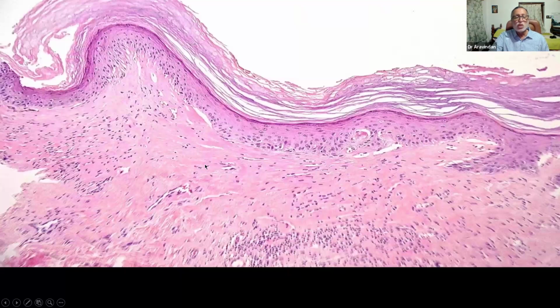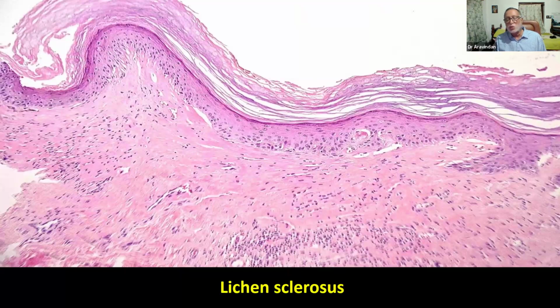Another fibrosing lesion where you get a very thick keratin layer, sometimes even thicker than the epidermis, and the superficial area particularly is very sclerosed. This is the classical appearance of lichen sclerosus. It used to be called lichen sclerosus et atrophicus, but now lichen sclerosus is good enough. Early lesions can appear very much like lichen planus, with ballooning degeneration, sometimes degeneration of the basal layer and so on.